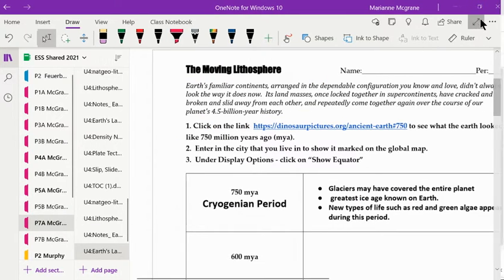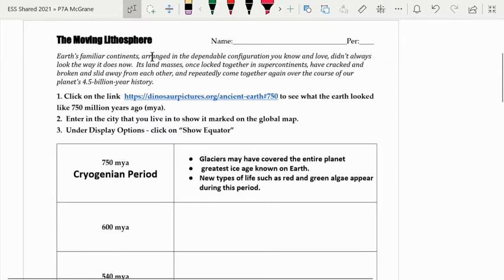It says the Earth's familiar continents, arranged in the dependable configuration that you know and love, didn't always look the way that it does now. Its land masses, once locked together in supercontinents like Pangea, have cracked and broken and slid away from each other, repeatedly come together again and again and formed mountains over the course of our planet's 4.5 billion year history.